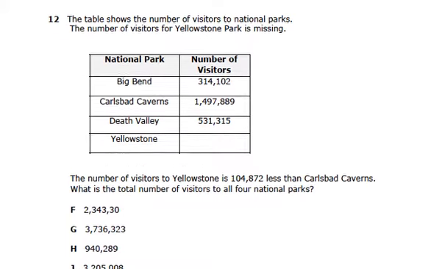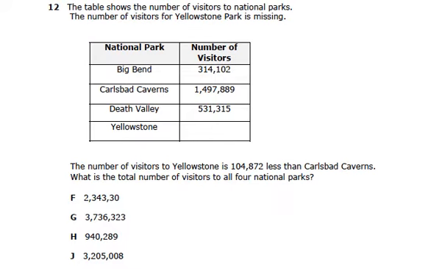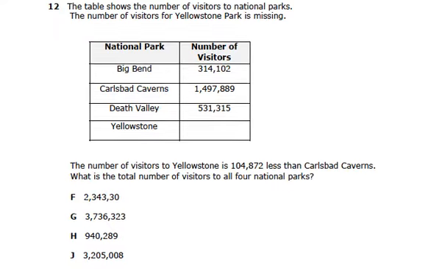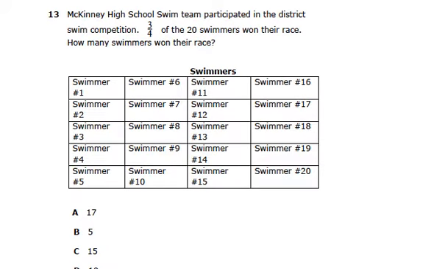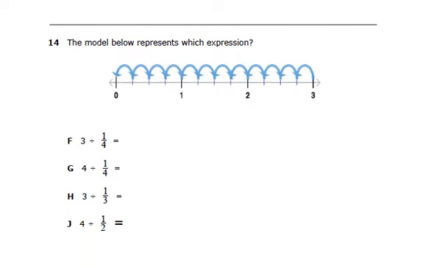The number of visitors to Yellowstone is 104,872 less than Carlsbad Caverns. What is the total number of visitors to all 4 national parks? Number 13. McKinney High School swim team participated in the district swim competition. 3/4 of the 20 swimmers won their race. How many swimmers won their race? Number 14. The model below represents which expression?